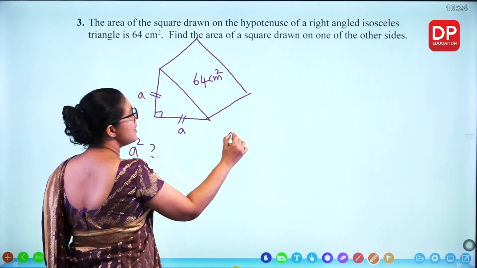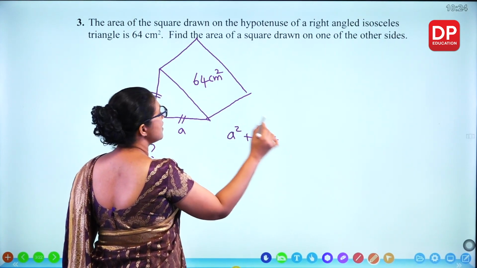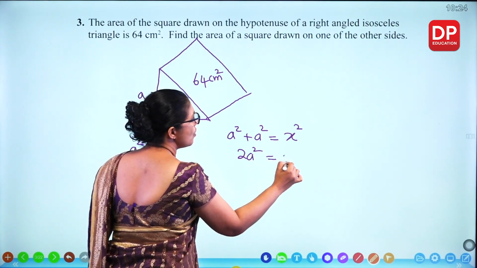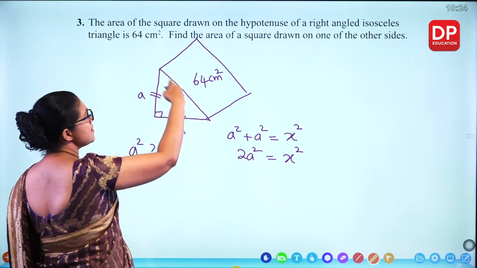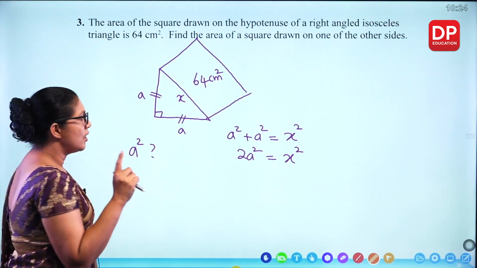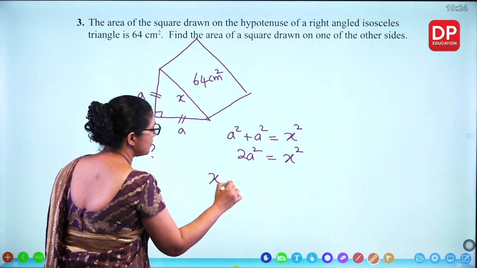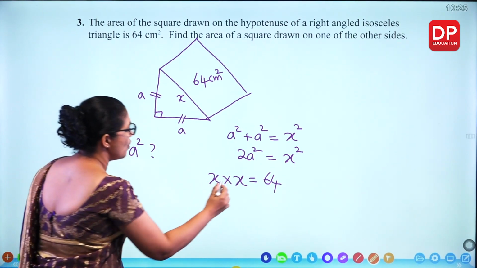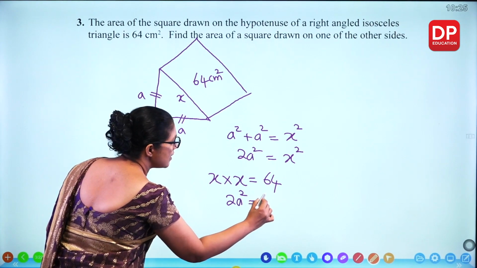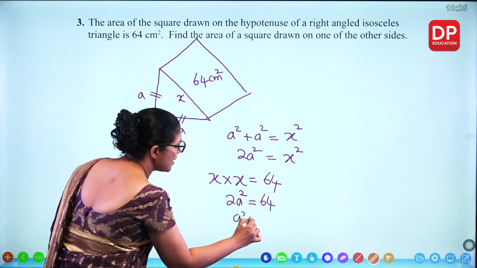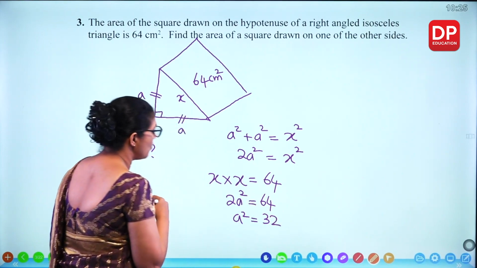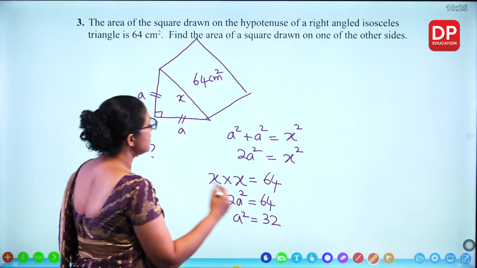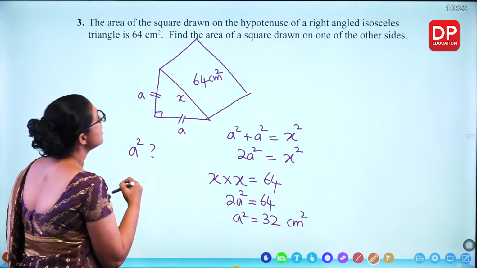So use Pythagoras theorem. A squared plus A squared, you get, we'll put x or something here, x squared. 2a squared is equal to x squared. Now here x is there, but we know area is 64. That means x into x is 64. So x squared is 64. So we can write this one, 2a squared is 64, divided by 2. You get a squared is 32. So we need area of the square drawn on one side. That means a square. So what's the area?